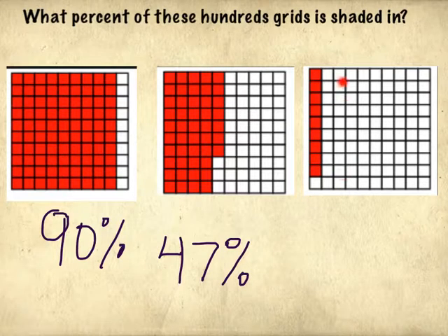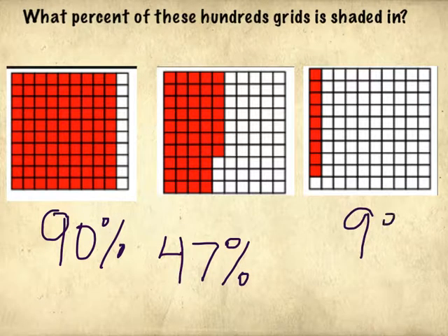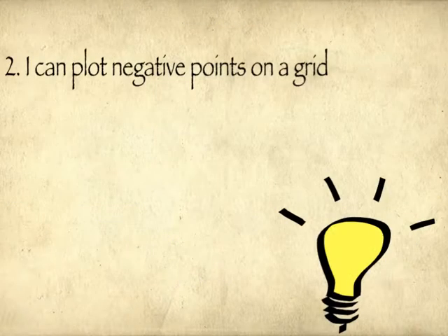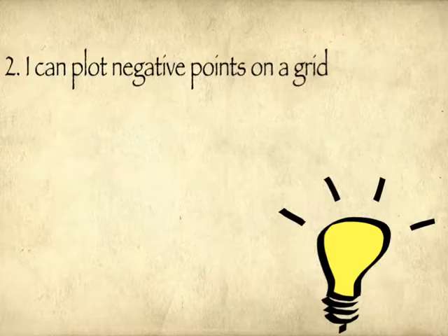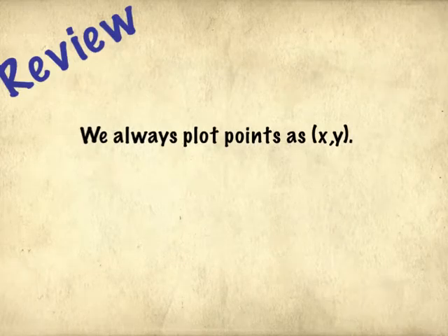And then on this last one, there's only one bar shaded, and it's not even the whole bar. It's one less than the whole bar. So if this is all 10 and one is not shaded, that's going to be 9% shaded in. And that's all there is to telling percentages from pictures. So let's move on and plot negative points on a grid. And this is just review too.